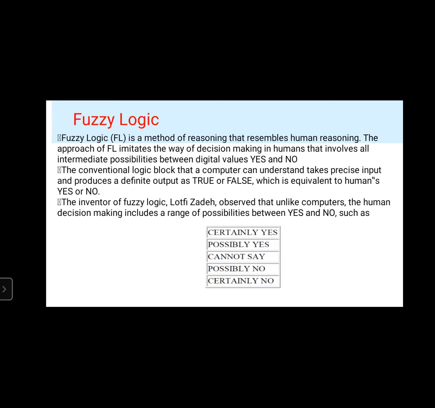So these are some of the possibilities. So the range of possibilities between yes and no. These are some of the possibilities.